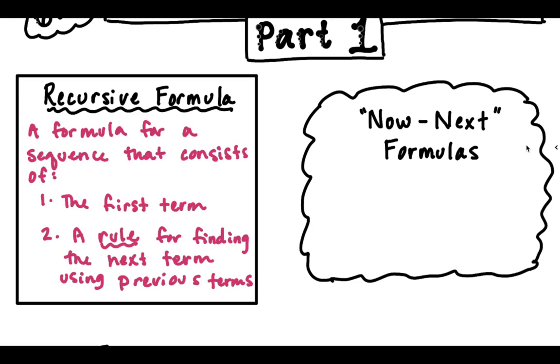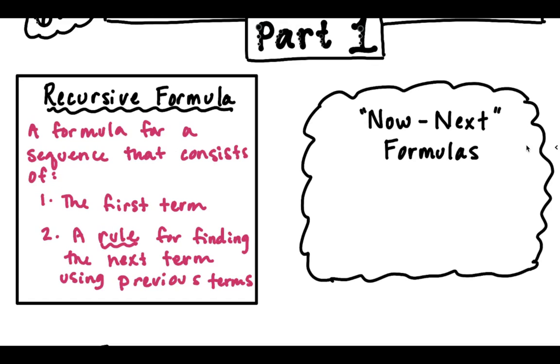So recursive formulas tell you where the sequence starts, and then they tell you how to get the next term. And you can see that if you have both of those pieces of information, then you can get the whole sequence just going term by term by term. You start where the formula tells you to start, and then you use the rule to get the next term, use the rule to get the next term after that, the term after that, the term after that. So it's a way that you can generate the sequence.